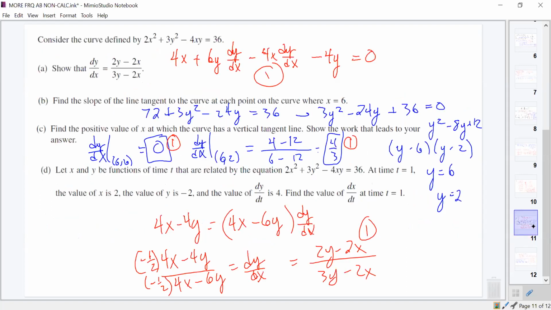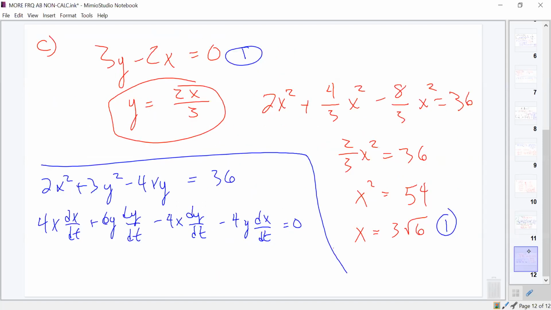And then we'll just plug in all the values. So at t equals 1, x is 2. So that's going to give us an 8 times our dx/dt. We need a y value and a dy/dt. This was still an 8.